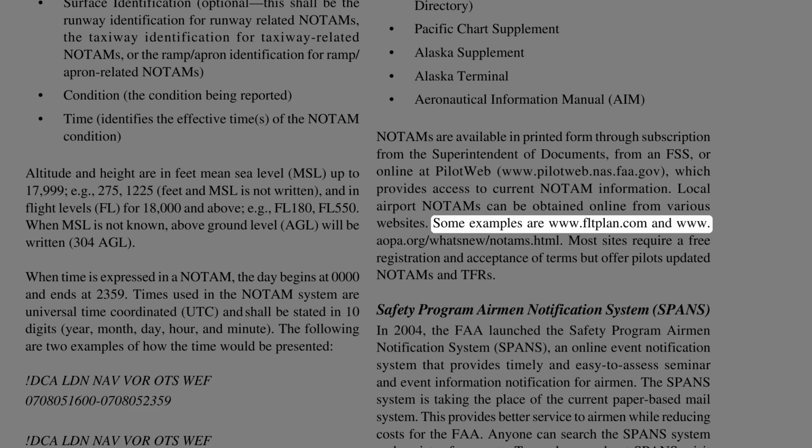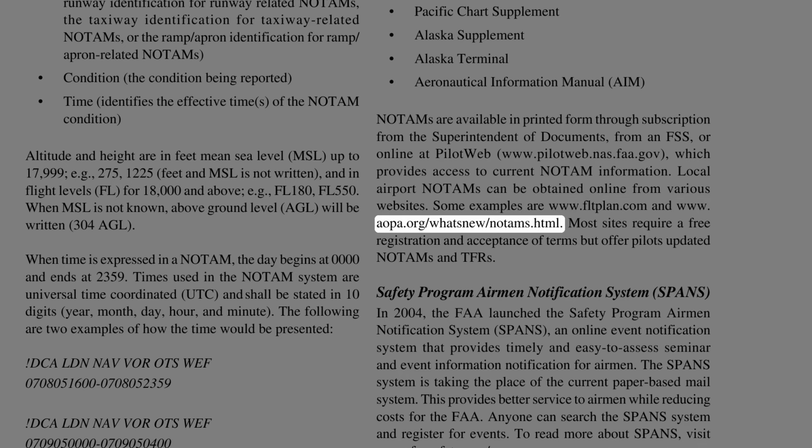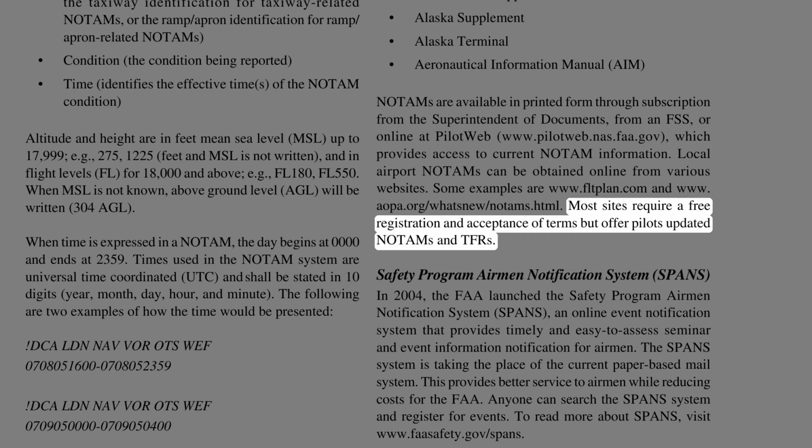Some examples are www.fltplan.com and www.aopa.org/whatsnew/notams.html. Most sites require a free registration and acceptance of terms but offer pilots updated NOTAMs and TFRs.